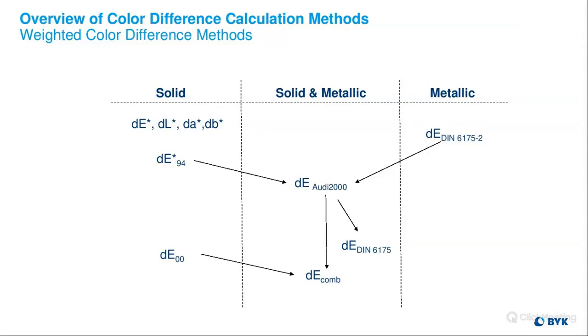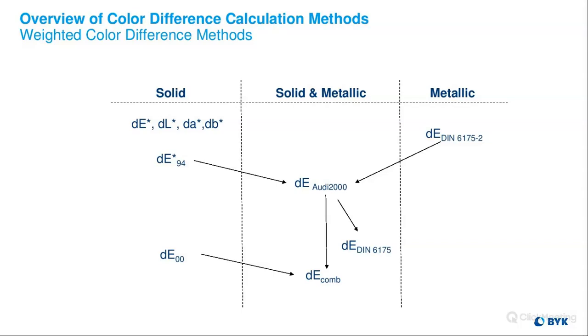And then if we're looking at equations that we can use on solid and metallic colors, we would use either the Delta Audi 2000 or Delta combined. And these two equations both account for micas, solid colors, and metallic colors. And they adjust the tolerancing based on the angle, because for solid colors, normally we don't have angles. But for metallic colors, we need to look at the 15 through the 110 to make sure we're covering all our bases on how the color travels.